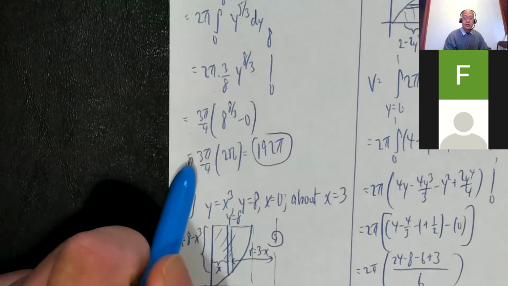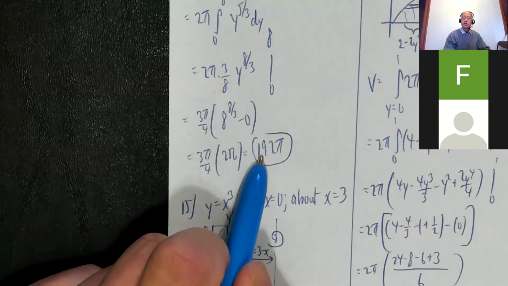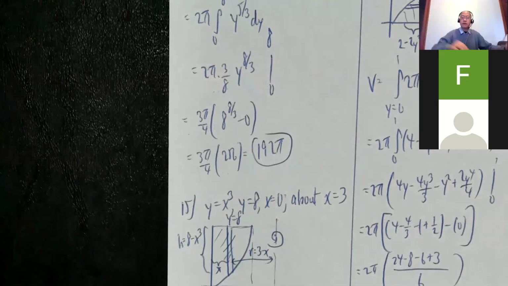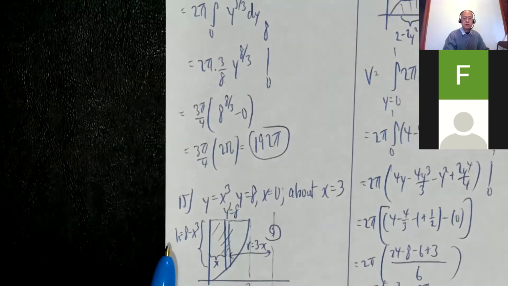Okay, so 256 times that, 192 pi. And yeah, just leave your answer as 192 pi. Usually you're not going to multiply out pi is 3.14, blah, blah, blah. Just stop right there. Okay.